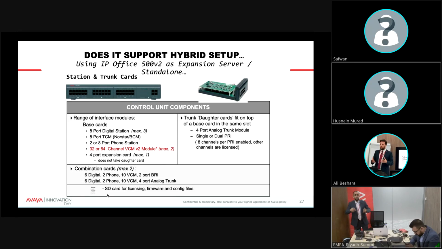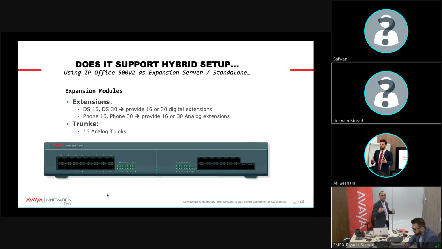And in the IP Office 500V2, we have the main control unit where we can put digital cards or analog cards or IP cards. We can put the SD card, and we have 12 expansion modules. We can connect up to 12 expansion modules. Every expansion module will come with 16 ports or 30 ports for internal or external, digital or analog. That means with IP Office, with the main control unit and with 12 expansion modules, the maximum we can reach in terms of extensions is up to 384, and in terms of trunks up to 204 analog trunks or 128 SIP trunks. That's the maximum capacity for every IP Office with 12 expansion modules.